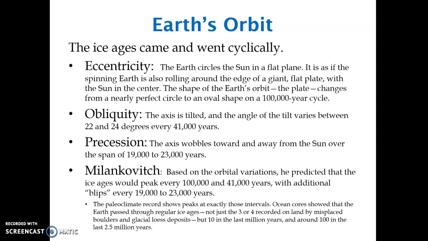Ocean cores showed that the Earth passed through regular ice ages, not just the 3 or 4 recorded on land by misplaced boulders and glaciers that were glacial deposits, which we're familiar with. But there were at least 10 in the last million years, or about 100 in the last 2.5 million years.